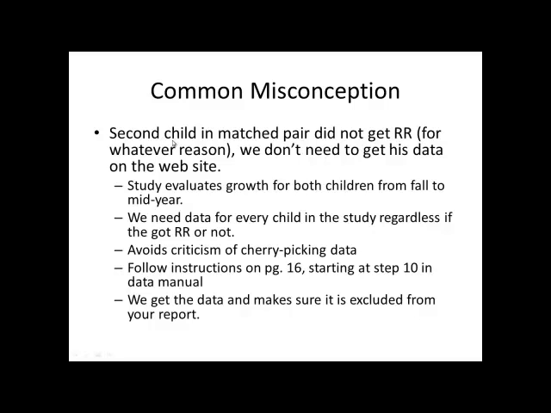So in that scenario, you can have your teachers follow instructions on page 16 of the data manual for the random assignment study, starting at step number 10. And following those instructions, make sure of two things. One, that we actually get the data so we can give it to our external evaluator. And two, for those kids who didn't get reading recovery, it flags them in such a way that makes sure that they are excluded from your report so they don't skew your data.